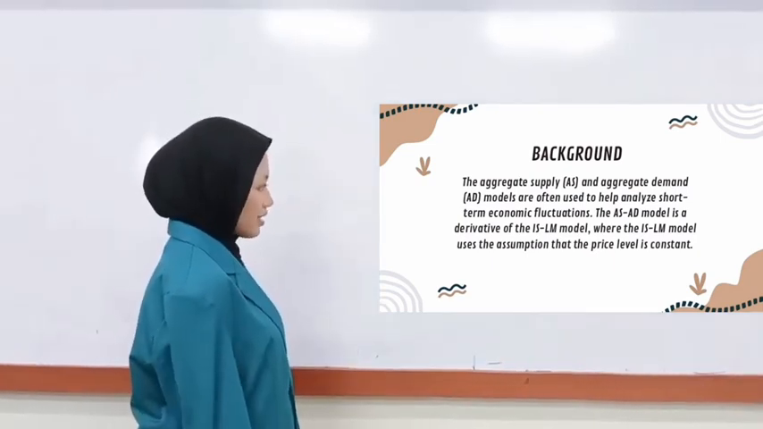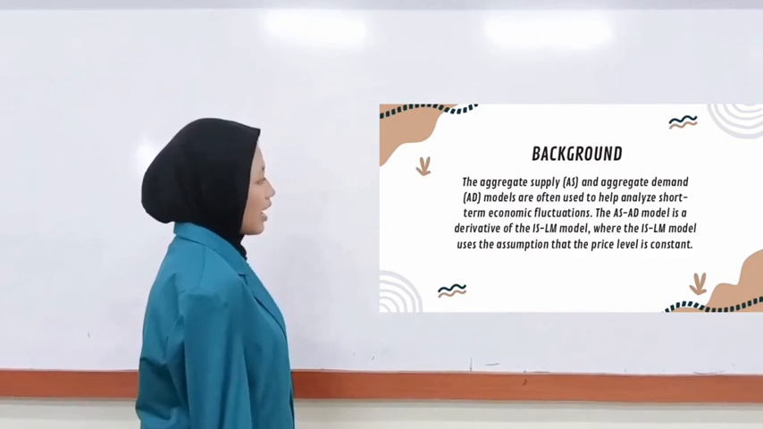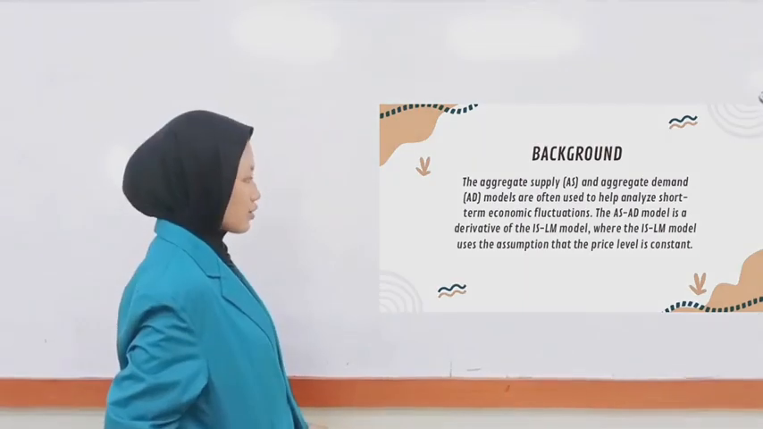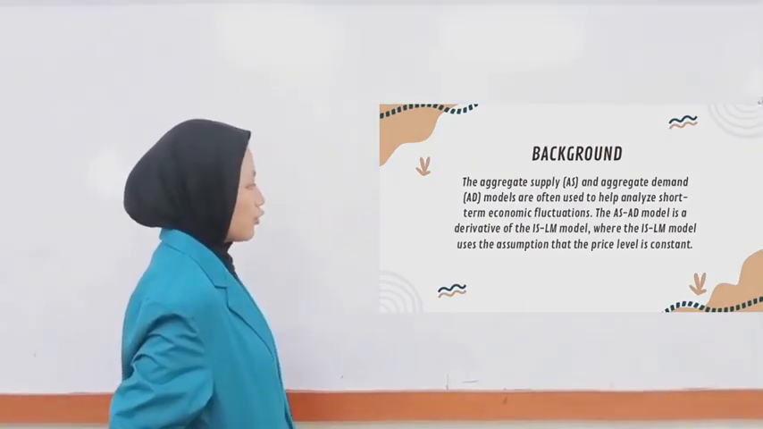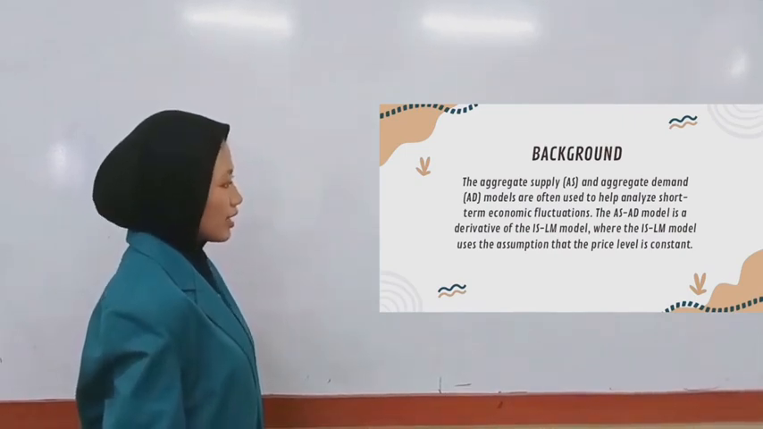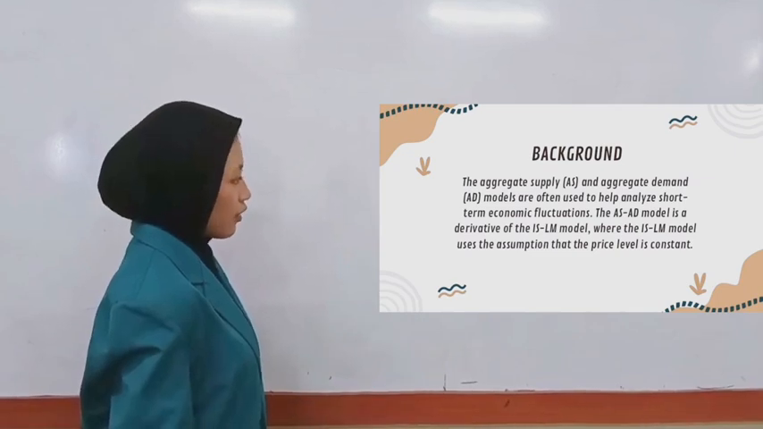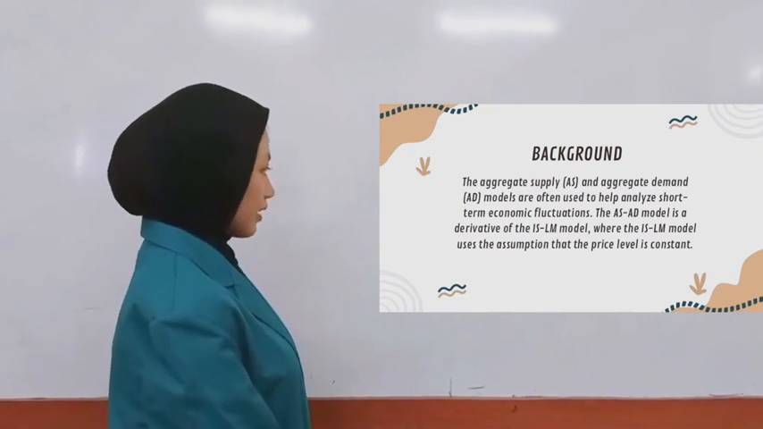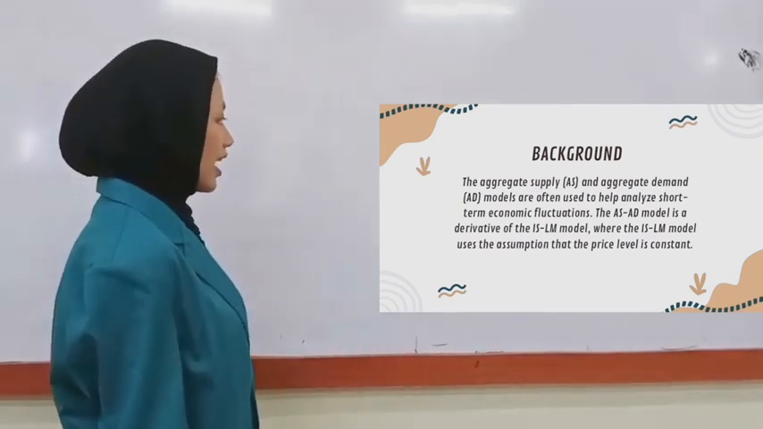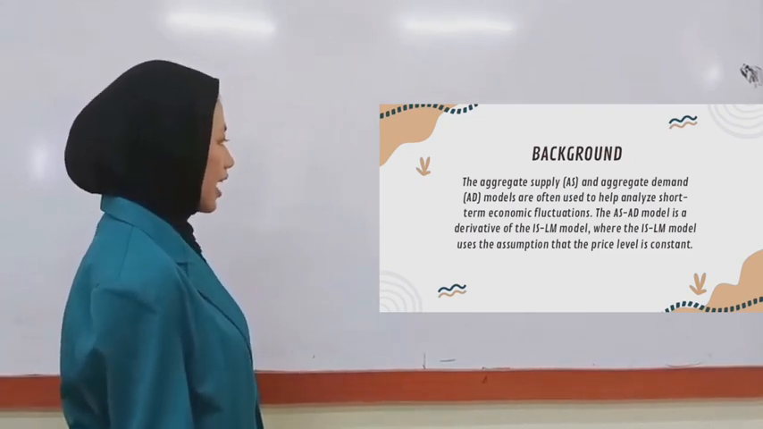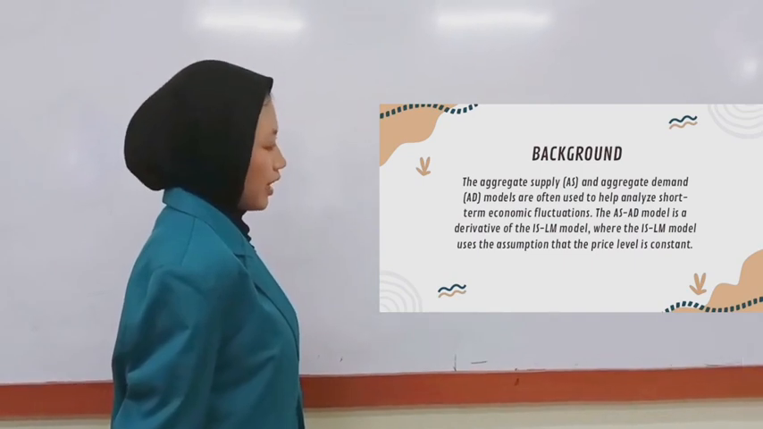The aggregate supply (AS) and aggregate demand (AD) model is often used to help analyze short-term economic fluctuations. The AS-AD model is a derivative of the IS-LM model, where the IS-LM model uses the assumption that the price level is constant.